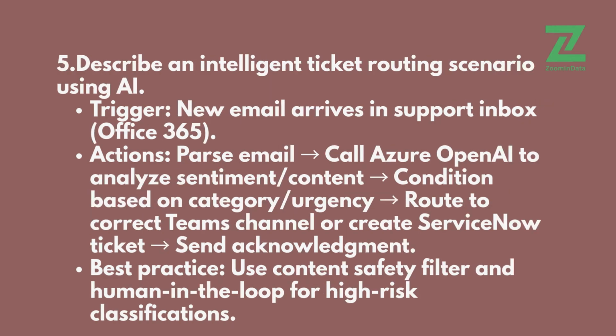Describe an intelligent ticket routing scenario using AI. Trigger: new email arrives in support inbox, Office 365. Actions: parse email, call Azure OpenAI to analyze sentiment, content. Condition based on category, urgency. Route to correct Teams channel or create ServiceNow ticket. Send acknowledgement. Best practice: use content safety filter and human in the loop for high-risk classifications.